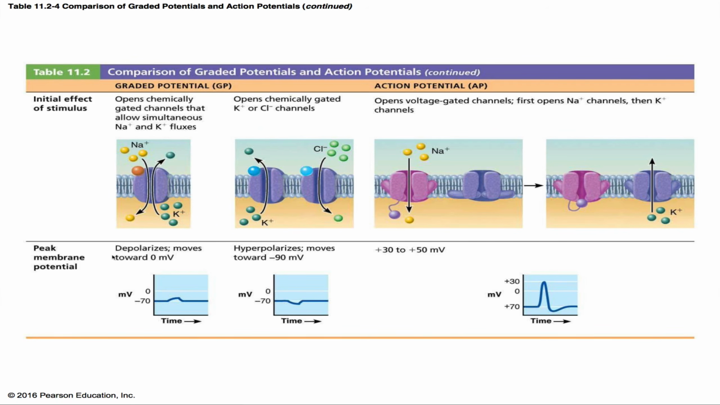When we look at the peak membrane potential in the graded potentials, when it depolarizes, it moves towards 0 millivolts, and when it hyperpolarizes, it moves towards minus 90 millivolts. When you look at the action potential, it goes from, this should say minus, not positive, it goes from negative 70 to positive 30, and in some cases, positive 50 millivolts.